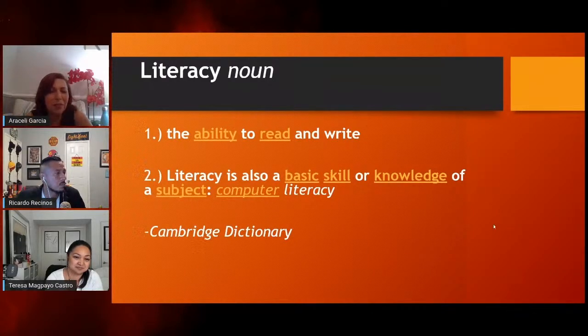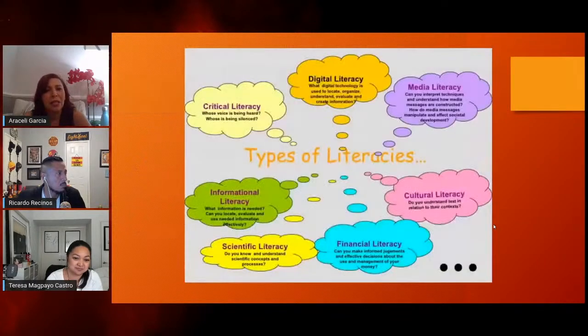The ability to read and write. Yeah, okay, yeah. But read and write what? It also means basic skills and knowledge on all types of literacy. Go ahead and go to the next one. So what is all types of literacy? Let's take a look here, right?